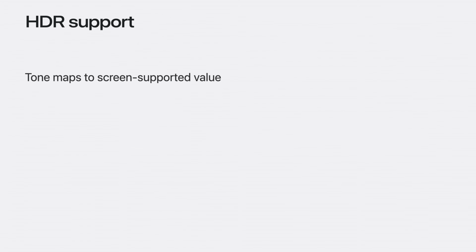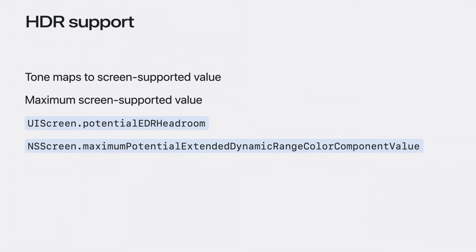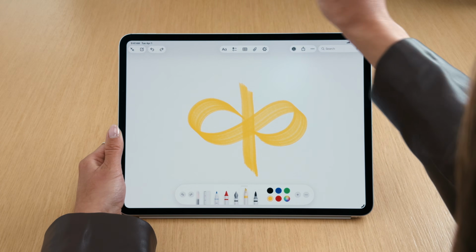The value you set for color maximum linear exposure will tone map down to the supported HDR headroom for your device's screen. Or just use the screen's supported value, which you can grab from UIScreen or NSScreen. By using the latest feature set and enabling HDR in your app, you'll get all the new features and experiences. For example, a new tool for calligraphy called the Reed tool, introduced in PencilKit, which looks great in HDR.